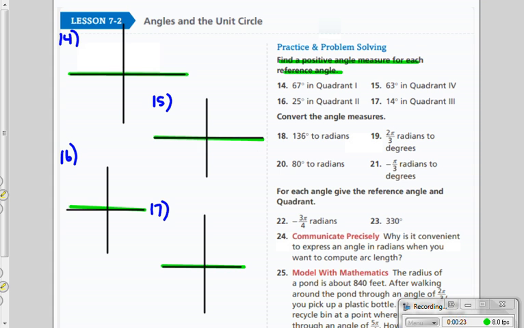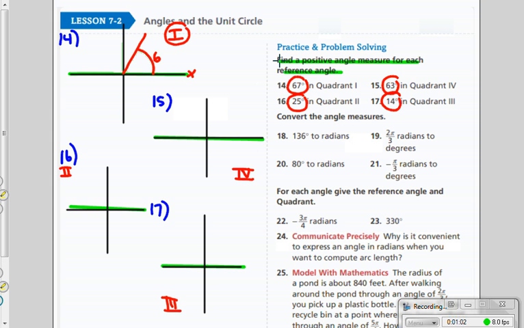So we're going to think about the x-axis and a 67-degree angle in quadrant 1, a 63-degree angle in quadrant 4 for number 15, a 25-degree angle in quadrant 2 for number 16, and a 14-degree angle in quadrant 3 for number 17. So let's go ahead and draw a 67-degree angle in quadrant 1. We'll just estimate what it might look like. And again, the reference angle is always in reference to the x-axis in the specified quadrant.